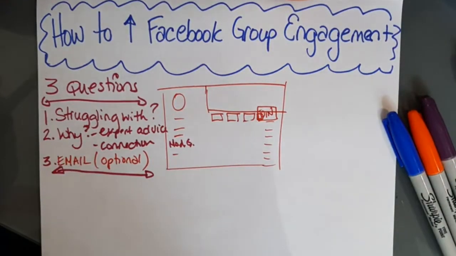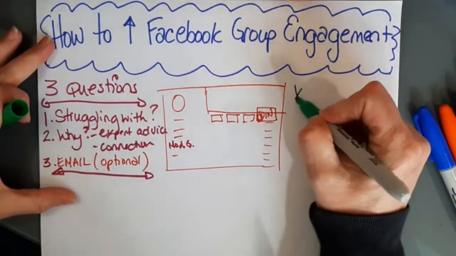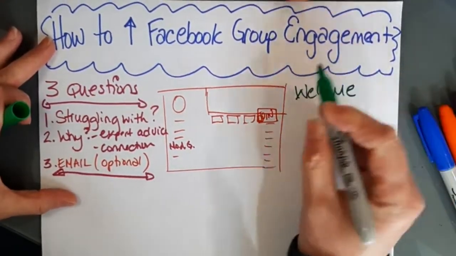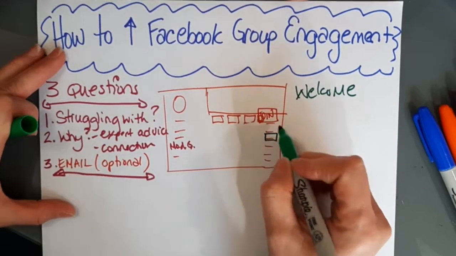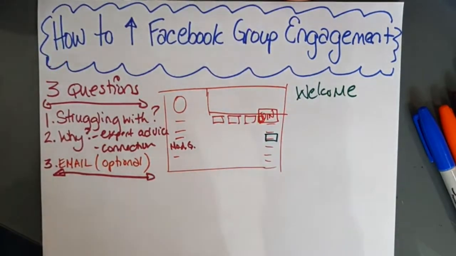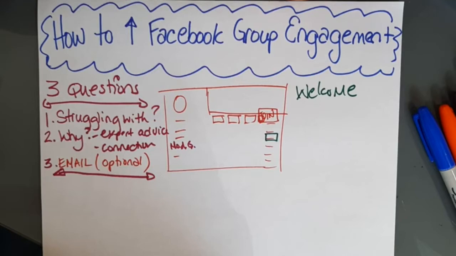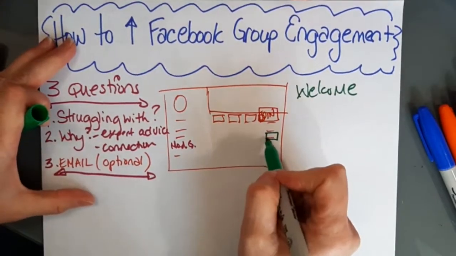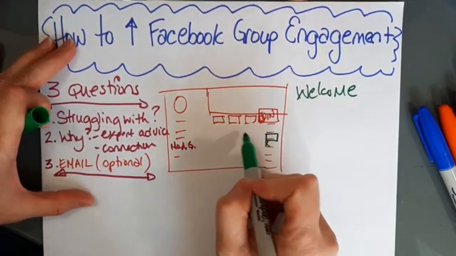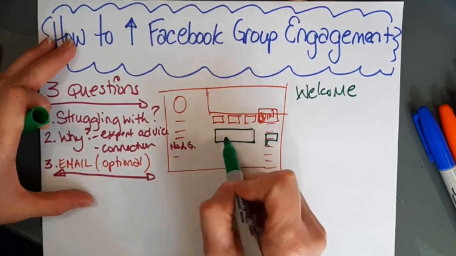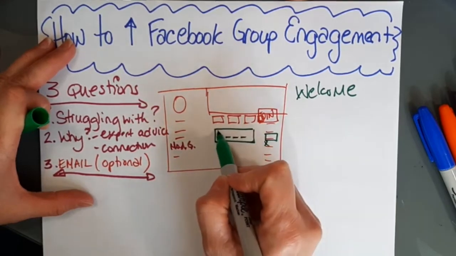Okay, so the next thing that I want you to look at once you've got the 3 questions sorted out is I want you to look at what you're doing when you welcome them into the group. So down the left-hand side, you will see a spot that says, you have X amount of new members this week. Write a post to welcome them. And if you click on that spot, it actually creates a new post with the names of the new members in it.